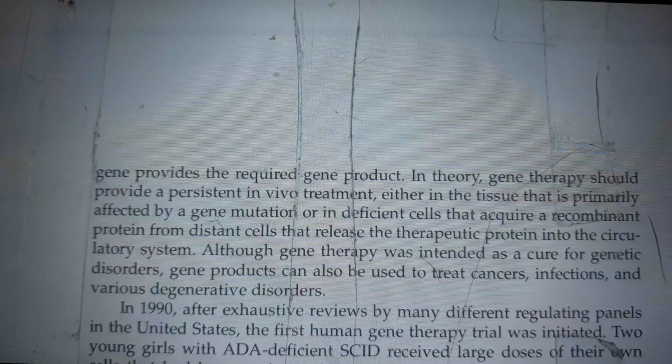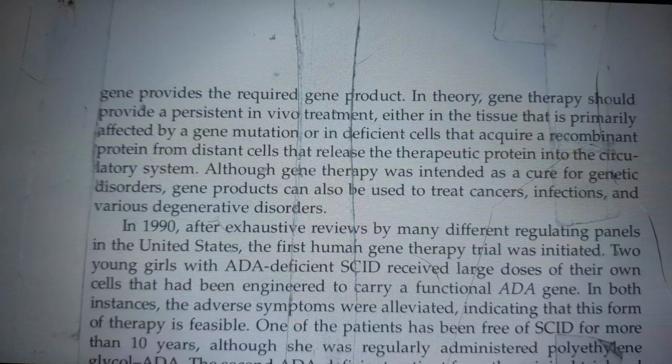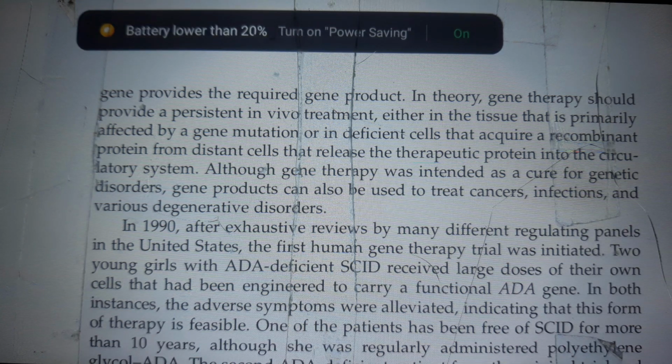Gene provides the required gene product. In theory, gene therapy should provide persistent in vivo treatment either in the tissue that is primarily affected by a gene mutation or in deficient cells that acquire a recombinant protein from distant cells that release therapeutic protein into the circulatory system.